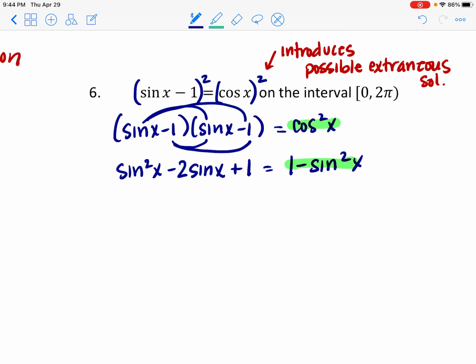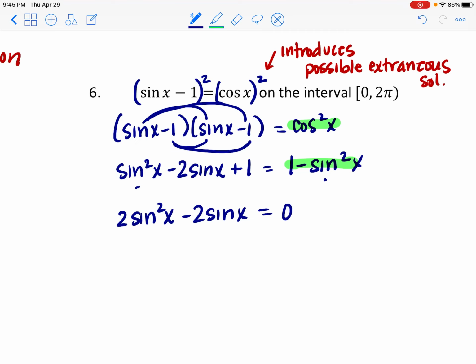Because now this is all in terms of one function and I see squareds in there, I'm going to try to factor. So let me get everything on one side and equal to 0. If I add this sine squared to this side, the 1 here plus the 1 here is going to give me 2 sine squareds. And then I have this minus 2 sine x. When I subtract the 1, it cancels from both sides. So this is it: these two terms equal to 0.